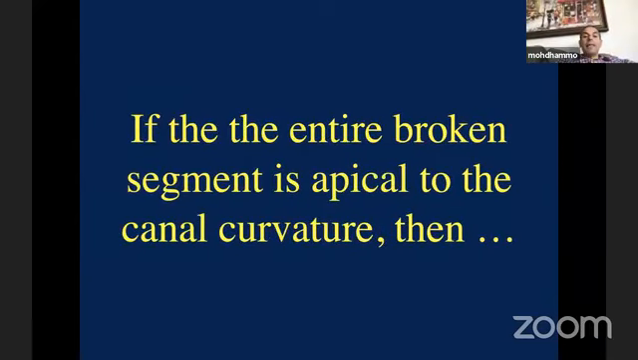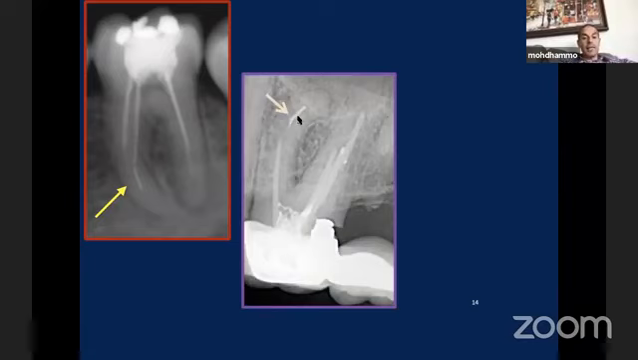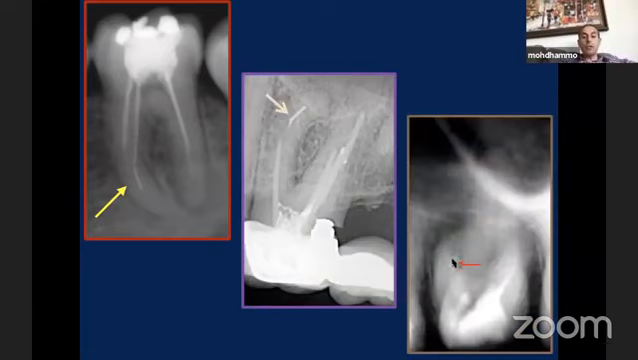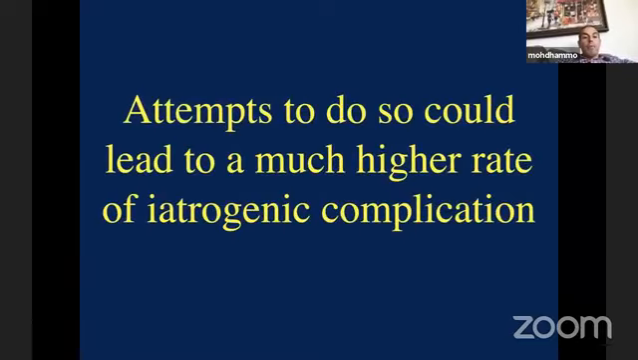But what if the entire broken instrument is apical to the canal curvature? Then, like this case here, the broken instrument is not in a straight line, it is apical, or like this one here, it's apical, and we could not see it. When you cannot see the broken instrument, removal is not recommended, because attempts to do so could lead to a much higher rate of iatrogenic complications.